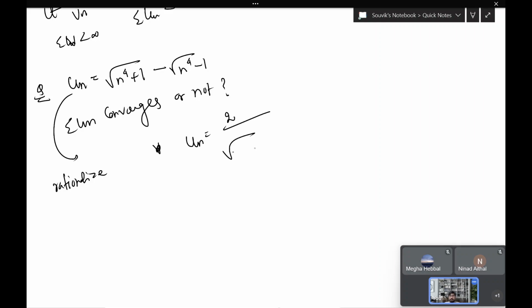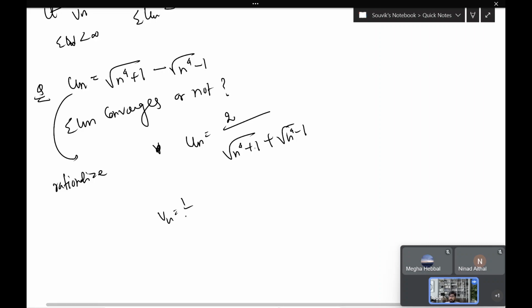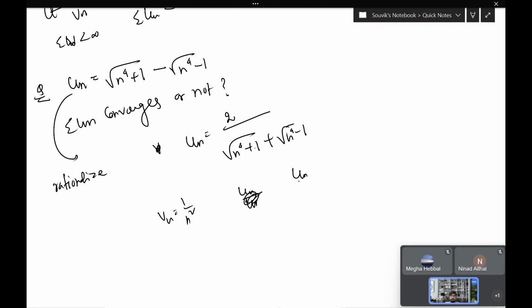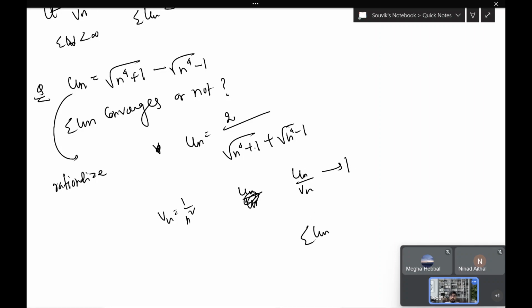So Un will be root over n^4 plus 1 plus root over n^4 minus 1. Yeah. So they were correct. So we need to choose Vn is equal to 1 by n squared, and in that case the limiting value of Un by Vn goes to 1. So this Un summation is convergent as summation 1 by n square. Yeah, very good.